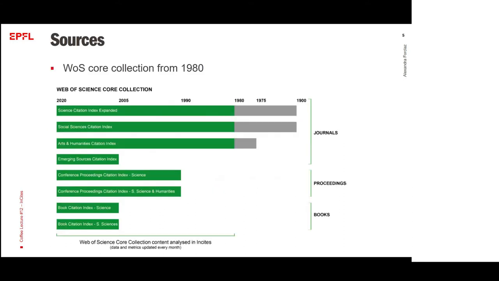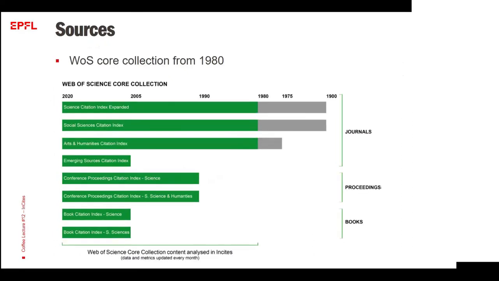The sources. InCites uses the data of the Web of Science from 1980. This includes a large choice of journals, conference proceedings, and book indexes.